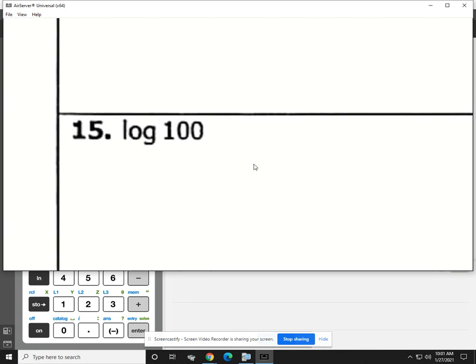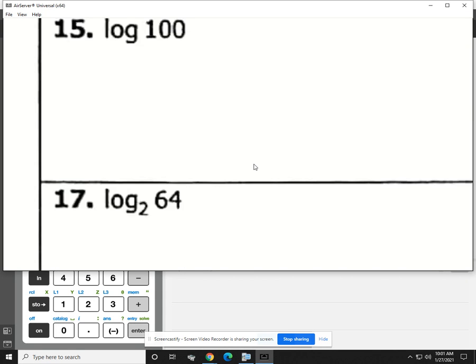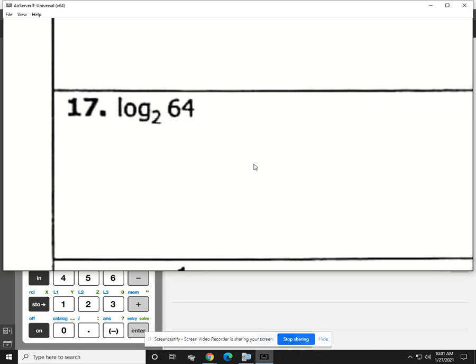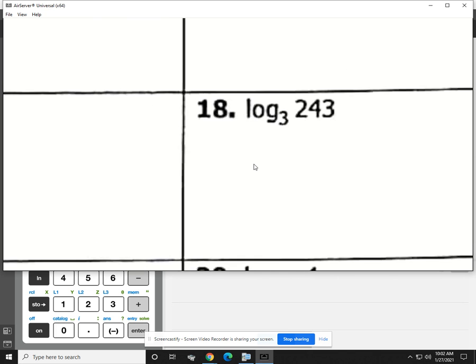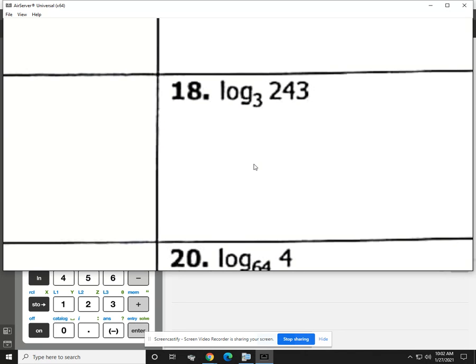Again, how come I knew to say 10? Nothing written. It's understood to be base 10. 10 to what power equals 100? That's what this is saying. This one says 2 to what power equals 64? This one says 3 to what power equals 243? Get the point? And that's what we're finding when we find the logarithm of these values.